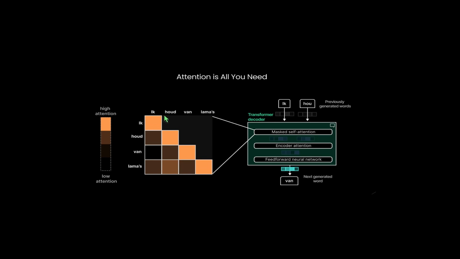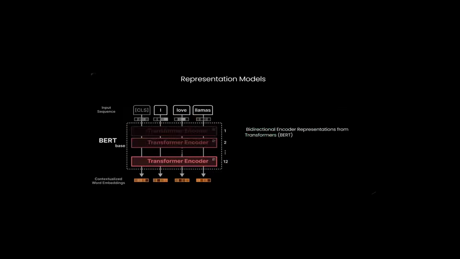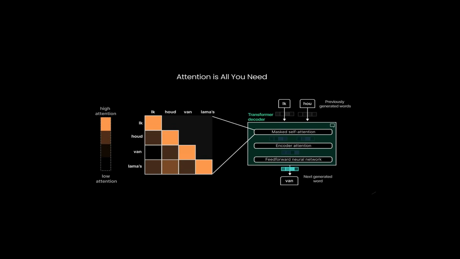This combination of self-attention, masked self-attention, and encoder-decoder attention allows transformers to understand context deeply and generate coherent, context-aware outputs. That's the core of how the encoder-decoder transformer architecture functions.